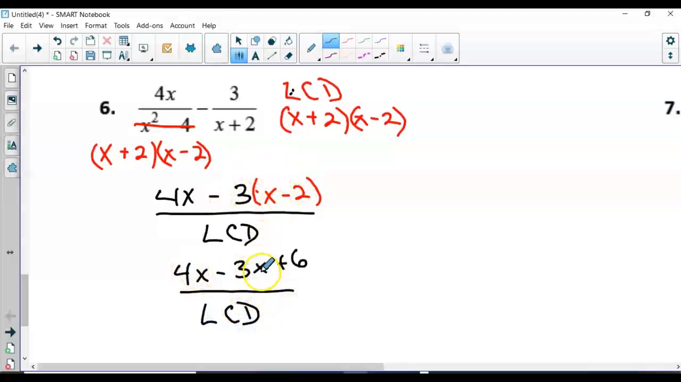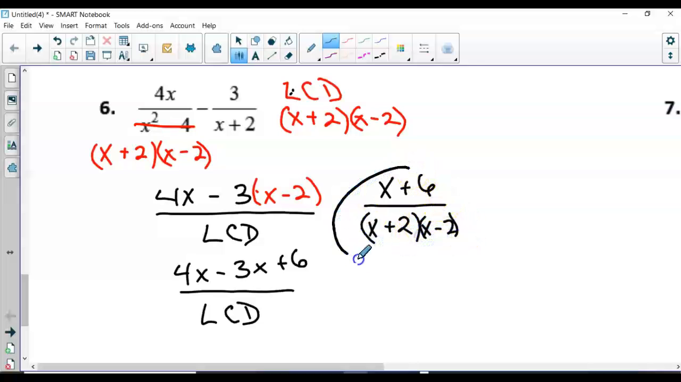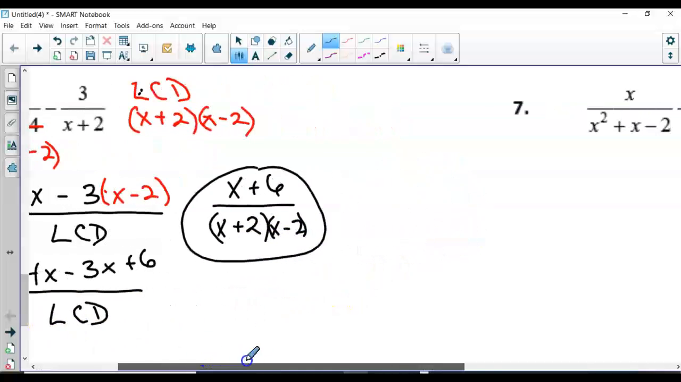Combine our like terms. So now I have x plus 6, and then we have to put in our LCD, see if we can cancel anything. X plus 2, x minus 2. And we can't cancel out anything top and bottom, so that will be our final answer.